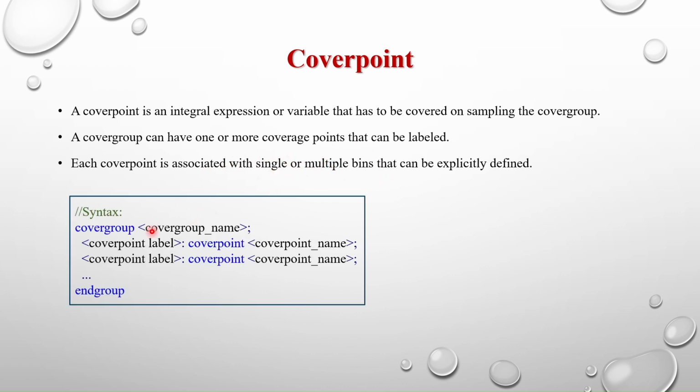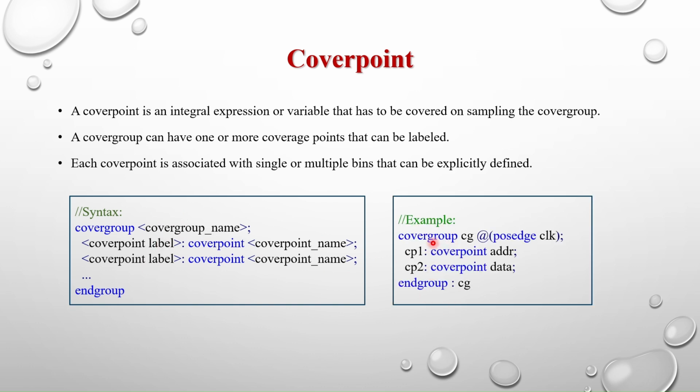This is the syntax to write a coverpoint inside the covergroup. This is the variable name, the coverpoint name, for example coverpoint address or coverpoint data, and this is the label. We know a covergroup can have one or more coverage points that can be labeled, so you can give any name. Label, colon, coverpoint, the variable, semicolon. This is how to write the coverpoint.